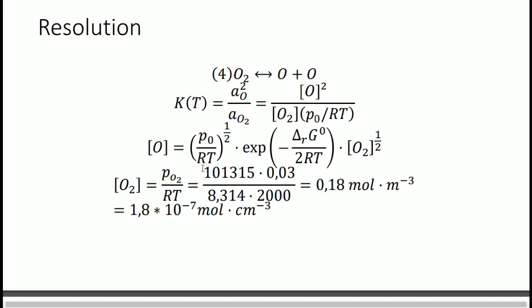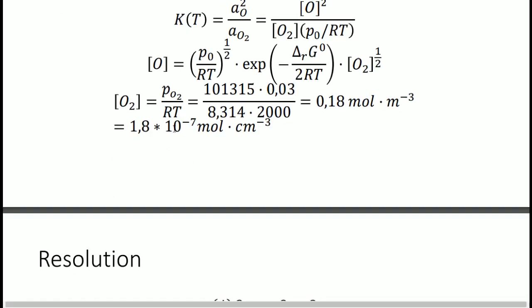So the partial pressure of O2 in the air is the regular pressure times the molar fraction of O2. So we said earlier that it was 3%, so it's this, and we get this nice result that is equal to nearly 10 to the power minus 7 mole per centimeter to the power minus 3.